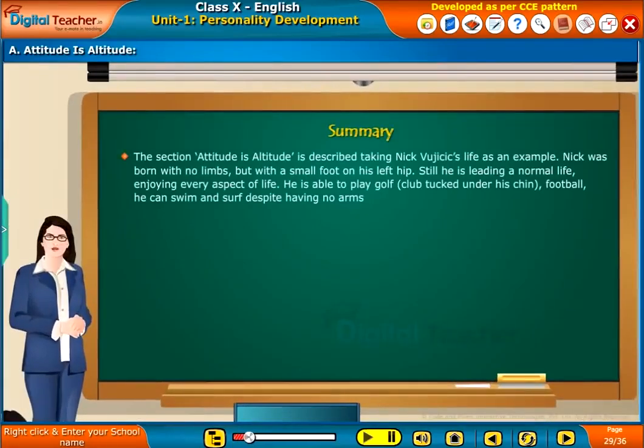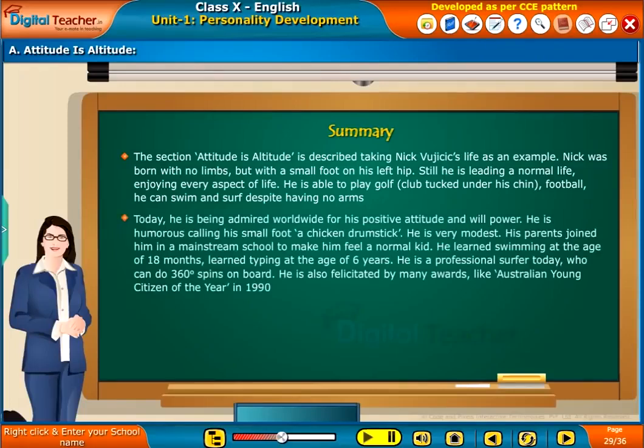Summary. The section Attitude is Altitude is described taking Nick Vujicic's life as an example. Nick was born with no limbs but with a small foot on his left hip. Still, he is leading a normal life, enjoying every aspect of life. He is able to play golf, club tucked under his chin, and football, and he can swim and surf despite having no arms. Today, he is being admired worldwide for his positive attitude and willpower.